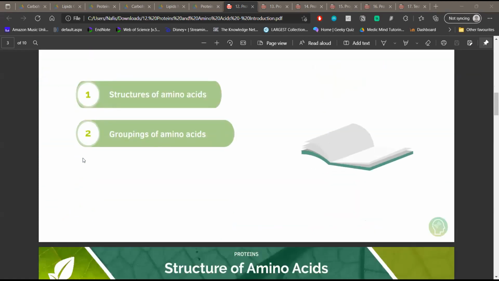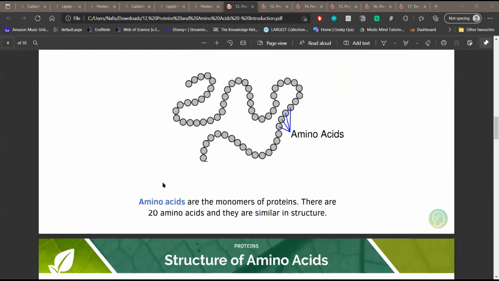Proteins and amino acids. So structures of amino acids, it's in the name. They've got an amine group and an acid group, so a carboxyl end and an amine end. And remember, amino acids are the monomers of proteins. There are only about 20 amino acids, and they're quite similar in structure.